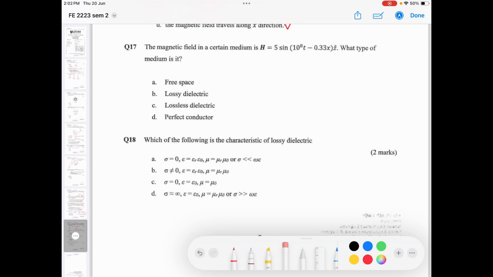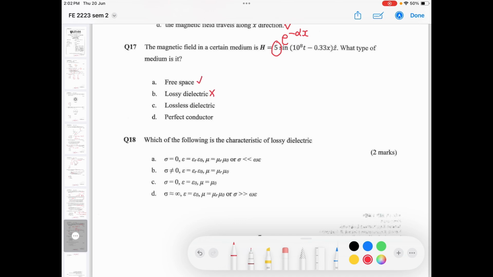We look at question number 17. You have a magnetic field given. So what type of medium is this? You have to guess. First of all, we look at the amplitude. You can see the amplitude doesn't contain the exponent term, meaning that it doesn't have the attenuation constant. So this is not a lossy dielectric.